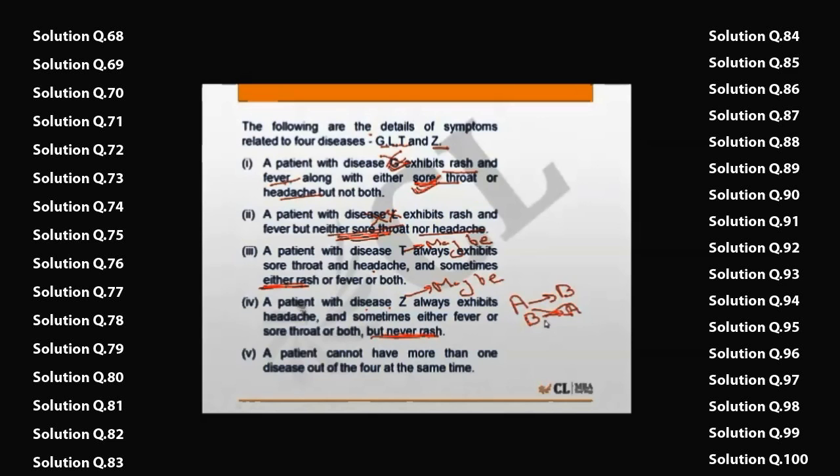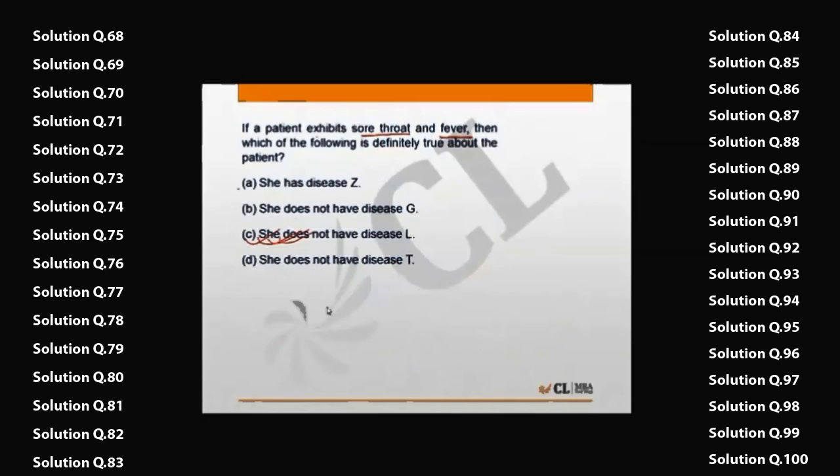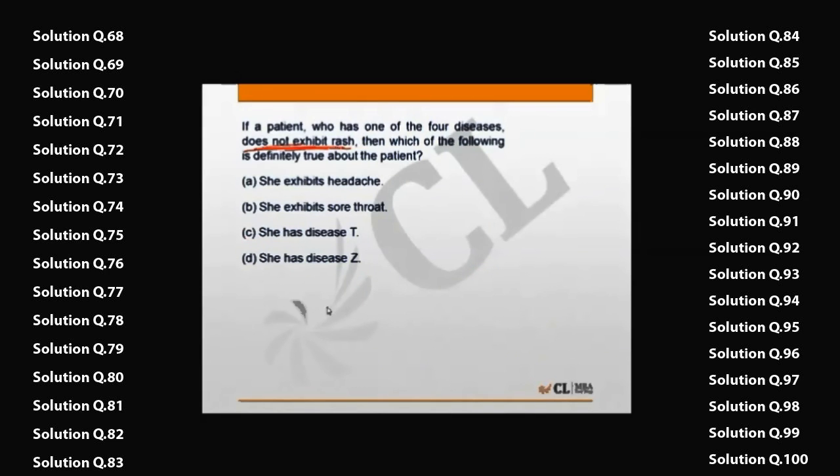So we ultimately conclude that the patient in the second question of the set would certainly not be having disease G, would certainly not be having disease L, but maybe having disease T or maybe having disease Z. But whether this person has disease T or disease Z, one thing is for sure: this patient would certainly be suffering from headache, because any patient with disease T will certainly be suffering from headache, as is given here. Similarly, any patient with disease Z always exhibits headache, that is given here. So the answer to this question is that this patient exhibits headache, which is your first option, option A.